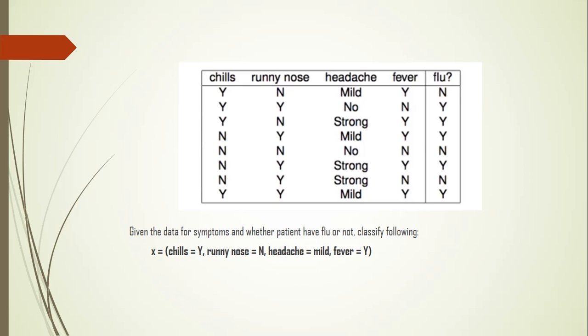Let's consider another example where we have symptoms of whether a person has flu or not. This can be deduced based on if the user has chills, has runny nose or not, has a mild, strong or no headache, or whether has a fever or not. Given the data for the symptoms, whether the patient has flu or not, we have to classify based on the given information. The given information specifies that the user has chills, does not have a runny nose, has a mild headache, and also has a fever.